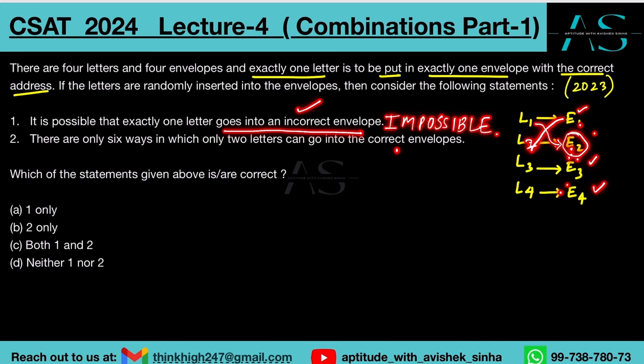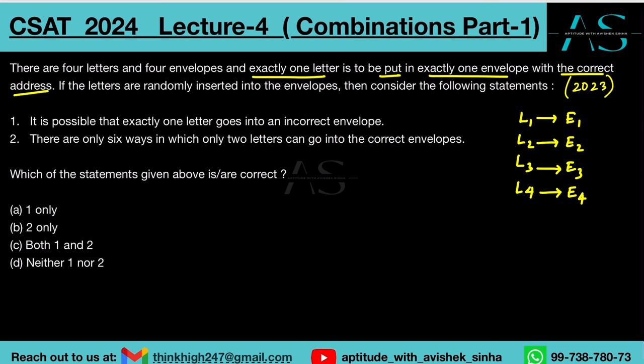At least two letters will go in wrong envelopes. The minimum is 2 and not 1. So this first statement is absolutely false. It is impossible. It cannot happen. So this is crossed. Statement 1 does not follow. 1 is absolutely wrong.